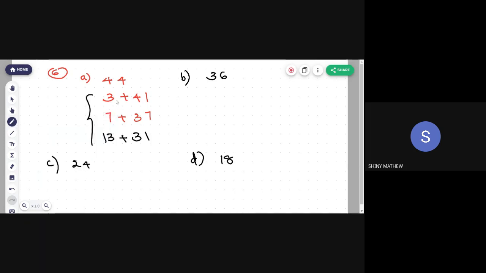Here 41 plus 3 is 44. These 3 and 41 are prime numbers. Now you got it? Yes, miss. The same way can you write 36?